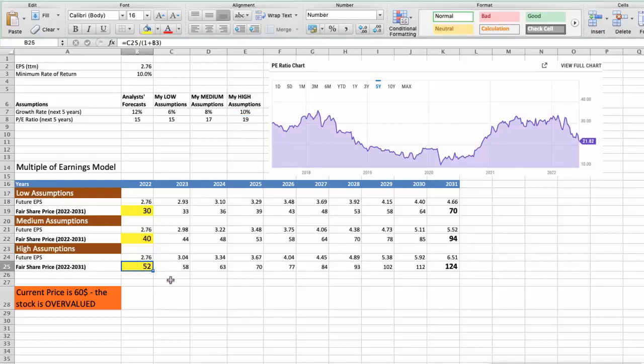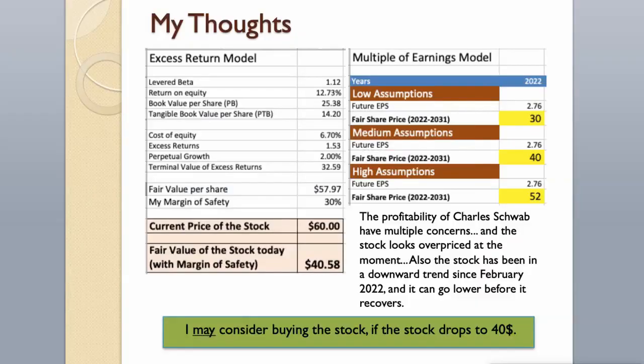As you can see, today the stock is a bit overvalued, $60, even if we expect the company's high performance in future. The profitability of Charles Schwab has multiple concerns. And the stock looks overpriced at the moment. Also, the stock has been in a downward trend since February 2022, and it can go lower before it recovers. I may consider buying the stock if the stock drops to $40.